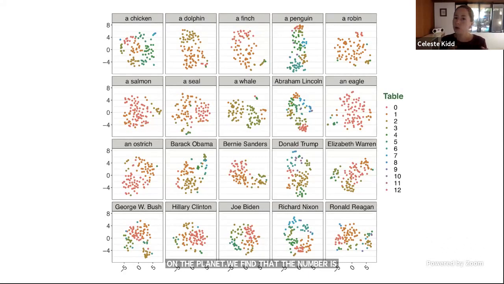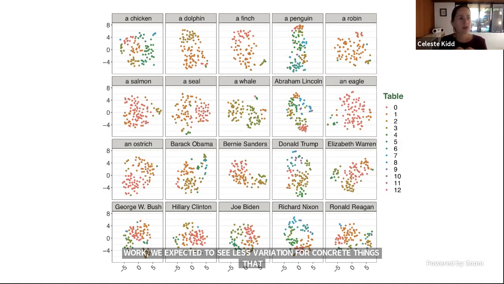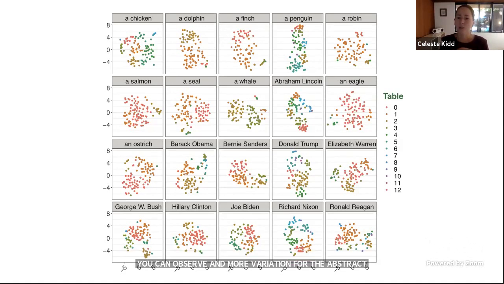When we started this work, we expected to see less variation for concrete things that you could observe and more variation for the abstract ones. And that turns out to mostly be true, but what we were surprised to see is how much variation there is even among the concrete concepts. Although people do vary more on some concepts than others.